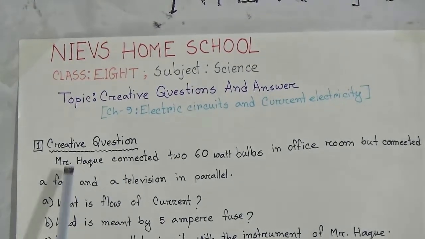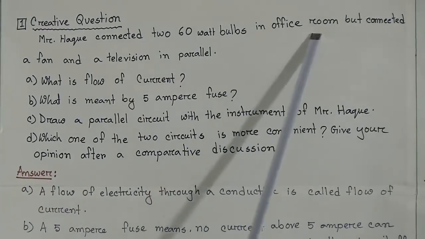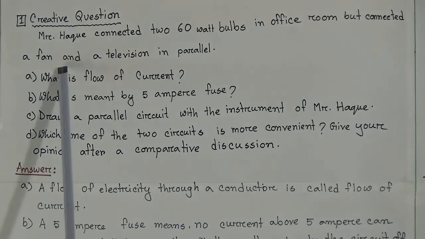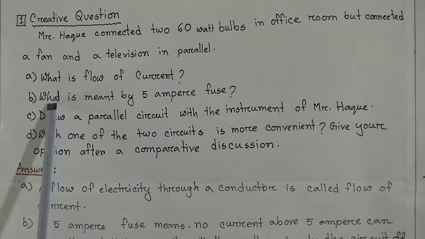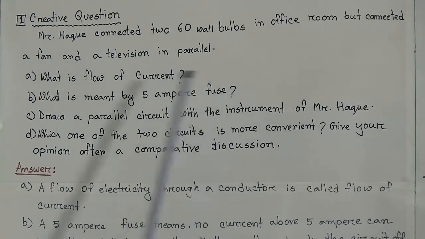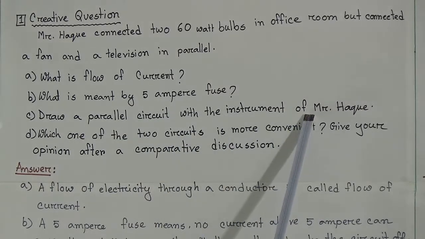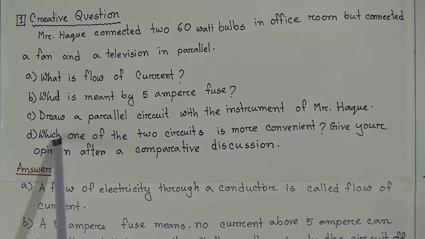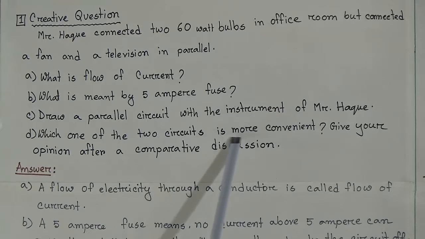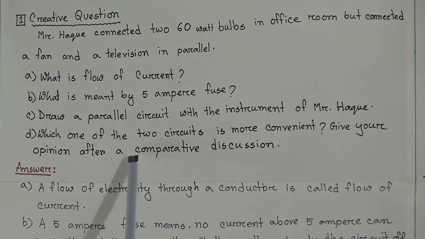Our first creative question is, Mr. Hawk connected two 60-watt bulbs in his office room, but connected a fan and a television in parallel. What is flow of current? What is meant by 5 ampere fuse? Draw a parallel circuit with the instruments of Mr. Hawk. And the last question is, which one of the two circuits is more convenient? Give your opinion after a comparative discussion.